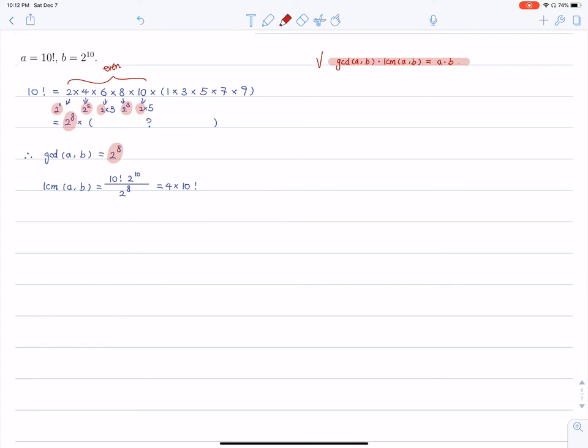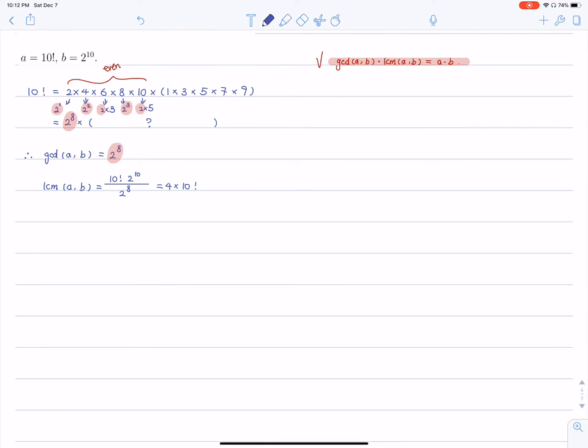Okay, let's recall how we find this. We write down the prime factorization of both A and B, and we pick the common ones. The common ones will be 2 to the power of 8. When you try to find the LCM, least common multiple, how do you find this? Again, you can write down the prime factorization of both numbers, and then you just get rid of your common ones. You want to remove the repeats.